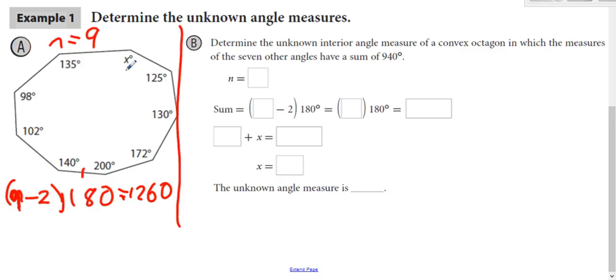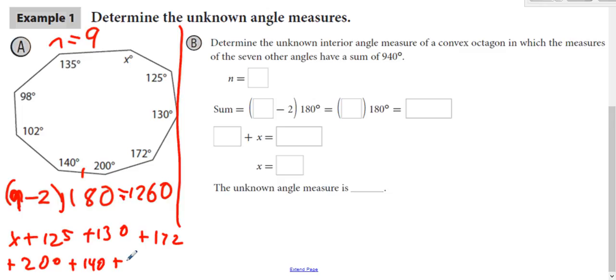So that means x plus 125 plus 130 plus 172 plus 200 plus 140 plus 102 plus 98 plus 135. And now we're back to the original one that we started at. All of those, if you add all those up, you have to get 1,260.